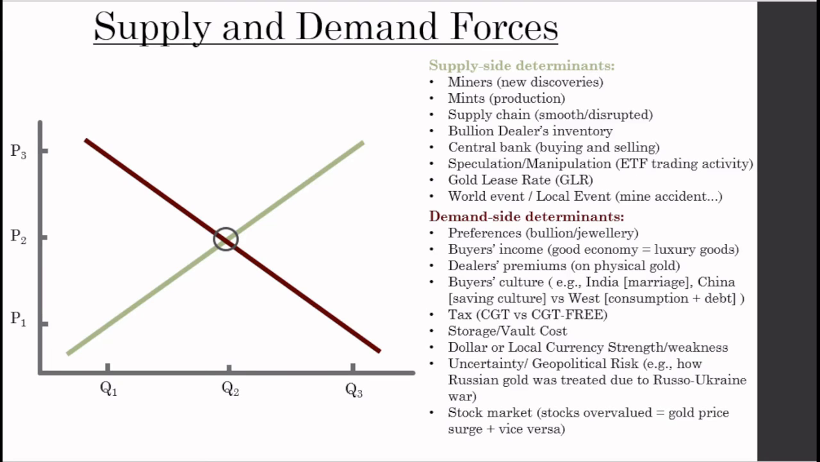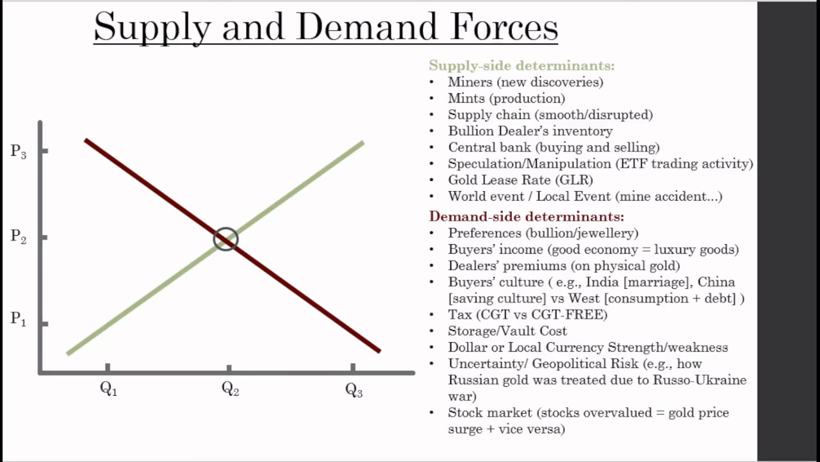If it's CGT free, then higher demand and price increase. So after that I've got storage cost. So very simple. By storage I mean vaulting around the world. Is it going to be Switzerland, UK, Singapore, or wherever, right?